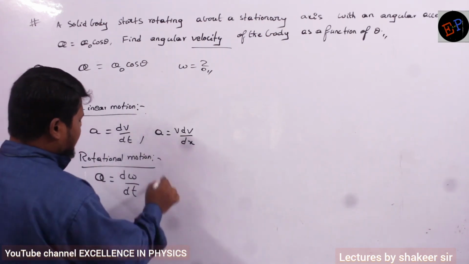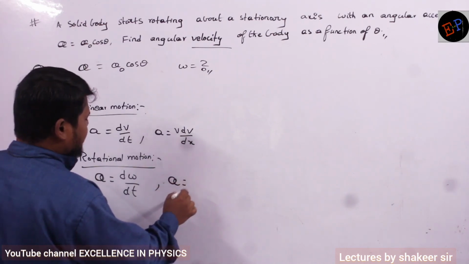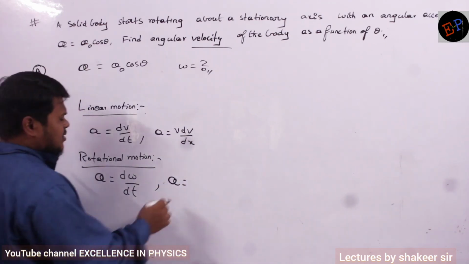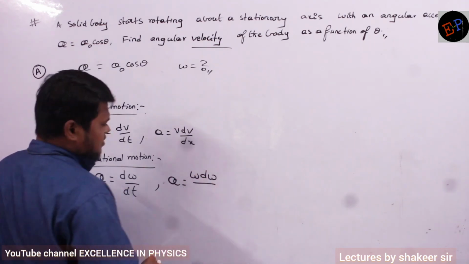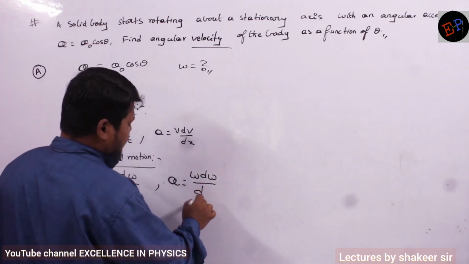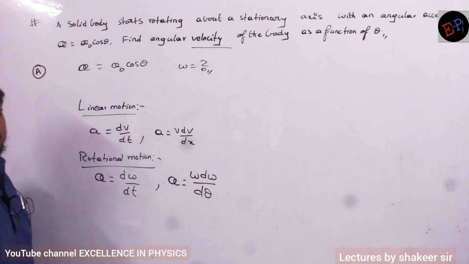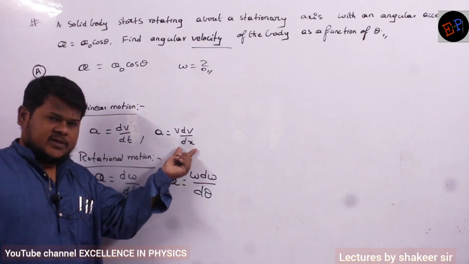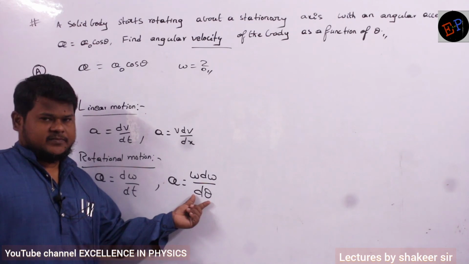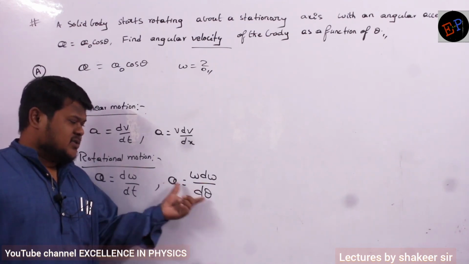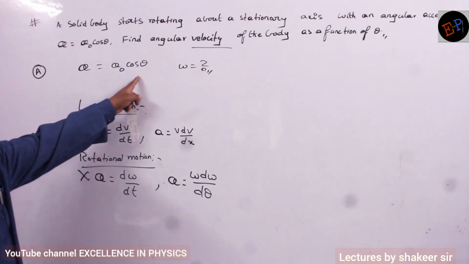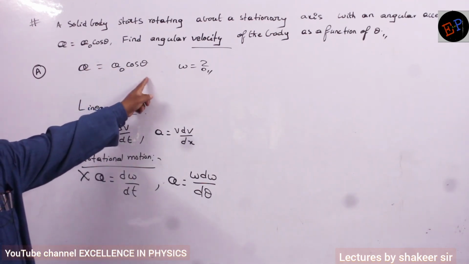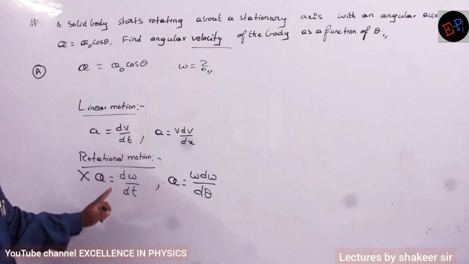Similarly, the second equation: again instead of a, alpha; instead of v, omega. dv becomes d omega, dx becomes d theta. That's it. Clear, no? So this is displacement, and this is angular displacement. Are you able to understand? Now this equation we are supposed to use, and this equation we are not supposed to use, because in the equation, alpha is dependent on theta, it is not dependent on time.